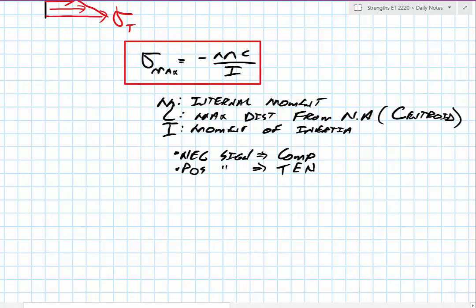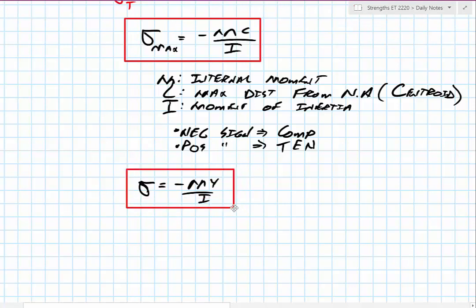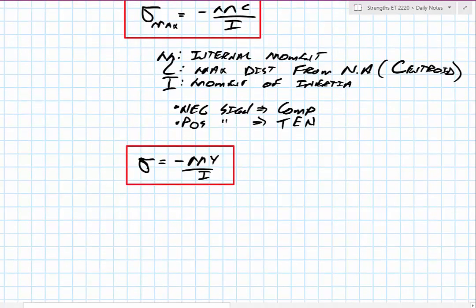So I can also have a more general term for this equation, and it would say that our stress as a function of y is equal to minus My over I. So basically just replacing the c with a y. Same thing we did with torsion. With torsion, we had a c value and we had a rho. So rho is our generic distance away, and our maximum would be c. Same idea here. y is the distance up or down, and you're keeping that sign in there. If it's down, it would be a negative direction.